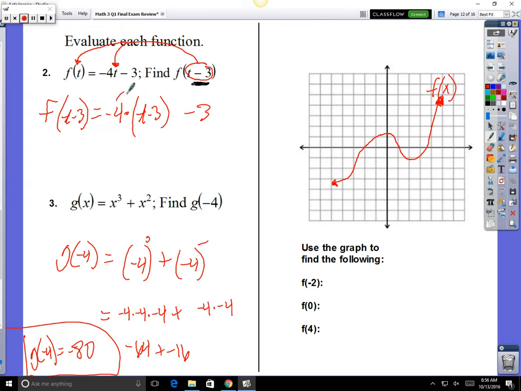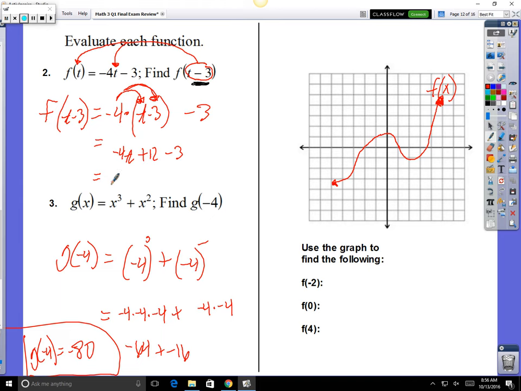So this, you've got to distribute. You've got to times both these by a negative 4. So negative 4 times t is a negative 4t, and a negative 4 times a negative 3 is a positive 12. And then a minus 3.